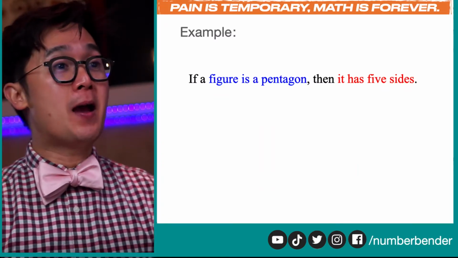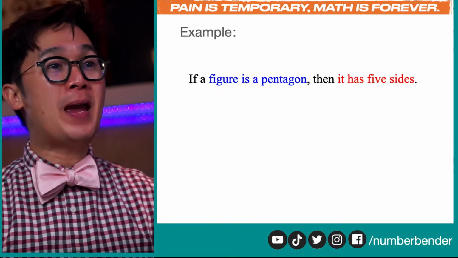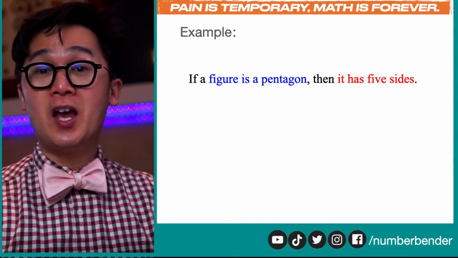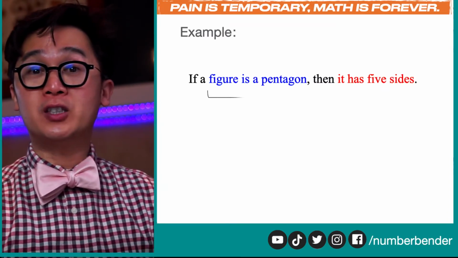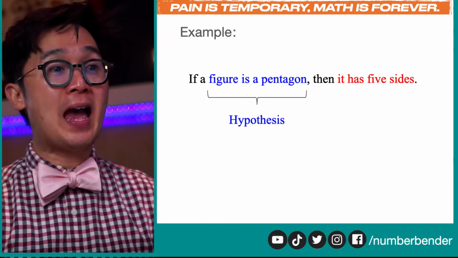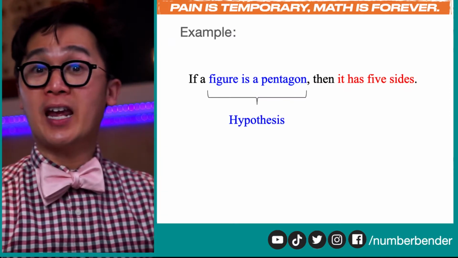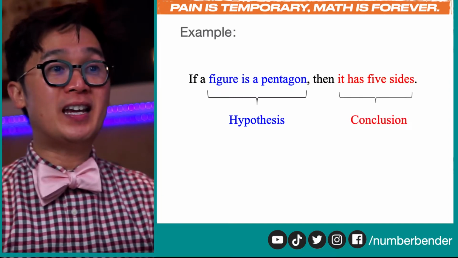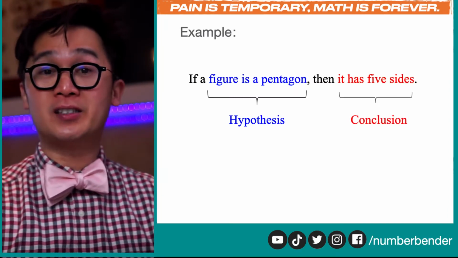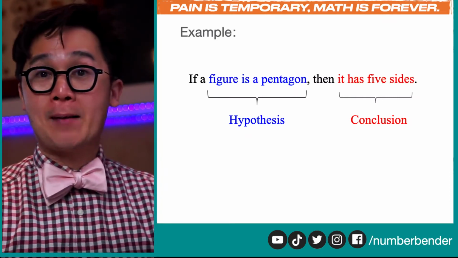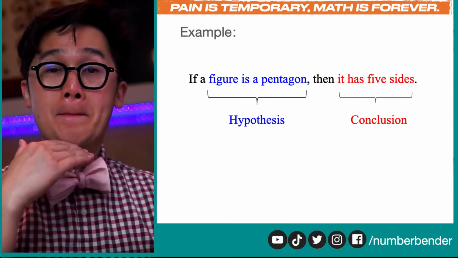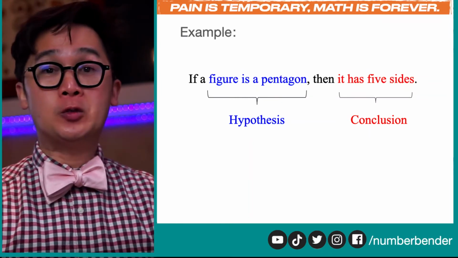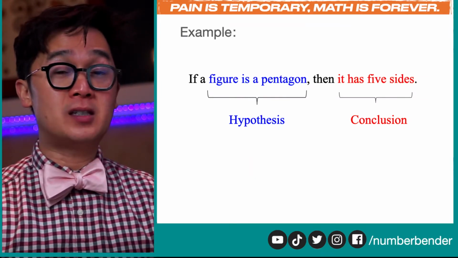So in this sentence, if a figure is a pentagon, then it has 5 sides. This is an example of a conditional statement because we have a hypothesis, which is a figure is a pentagon, and we also have a conclusion, which is it has 5 sides. This is pretty straightforward and easy to understand. All we need to do is to be able to identify the hypothesis and the conclusion.